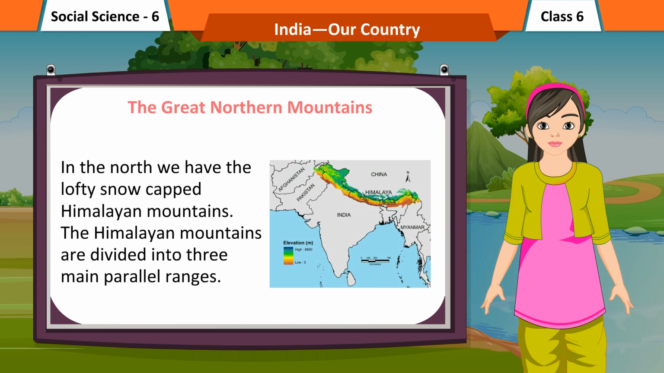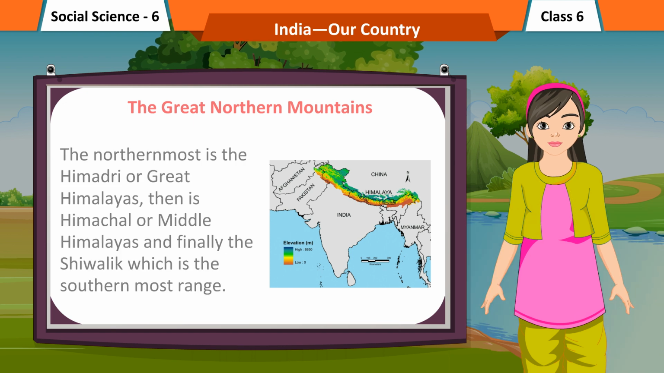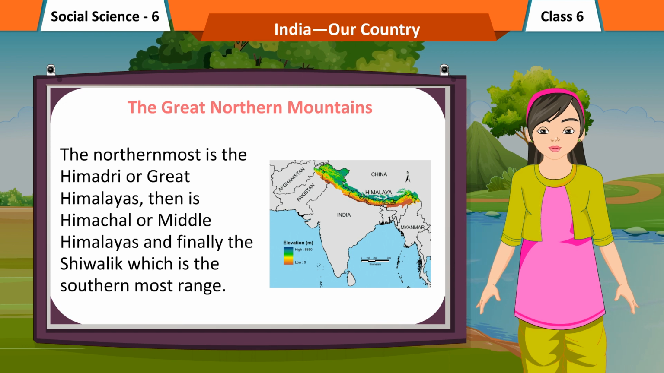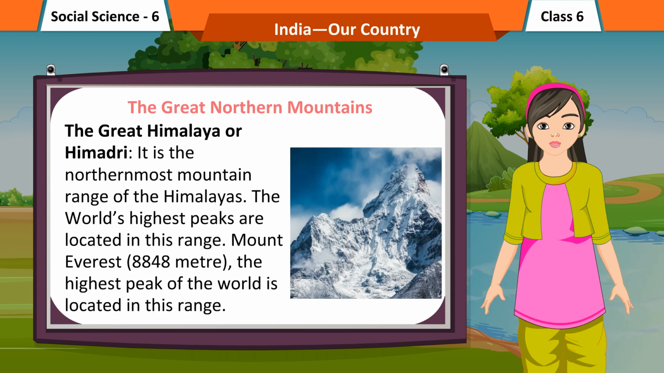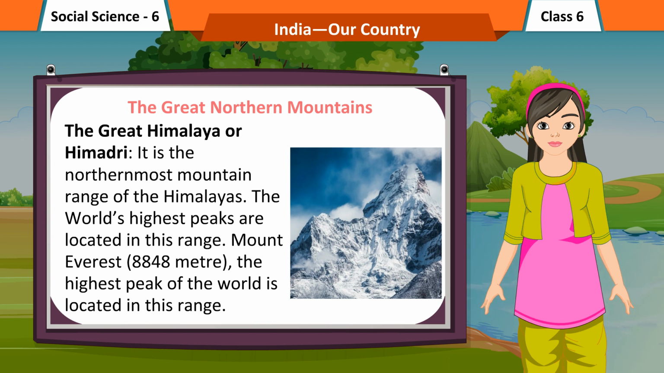The Great Northern Mountains. In the north we have the lofty snow-capped Himalayan mountains. The Himalayan mountains are divided into 3 main parallel ranges. The northernmost is the Himadri or Great Himalayas, then is Himachal or Middle Himalayas, and finally the Shivalik, which is the southernmost range. The Great Himalaya or Himadri is the northernmost mountain range of the Himalayas.